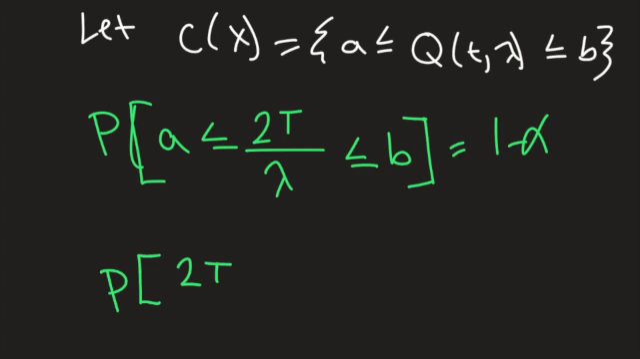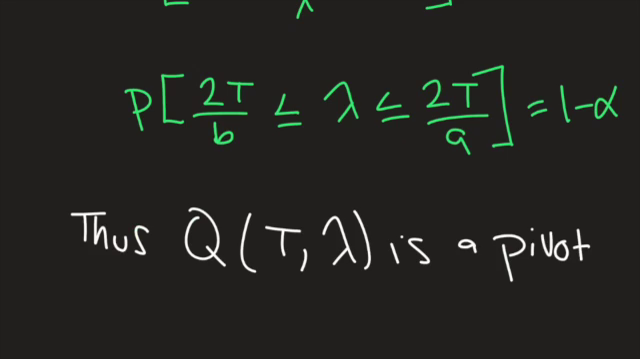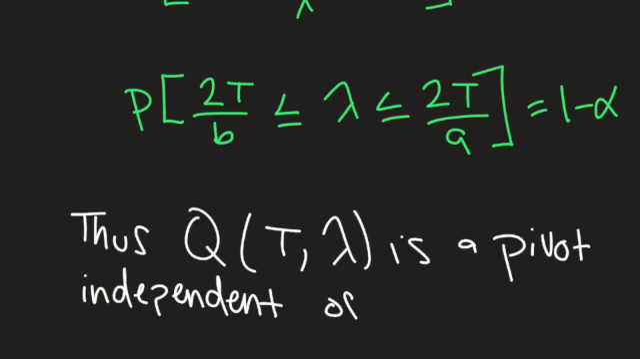I actually took this right here inside my brackets, and I simplified because I wanted to see what lambda was by itself. Using basic algebra skills and everything, I got my lambda by itself. And I have the 2t divided by b on my left, and similarly on my right with an a though. Thus, this shows me that q of t and lambda is a pivot, but it's also independent of lambda, that it didn't really change it horribly much, but it's still a pivot.